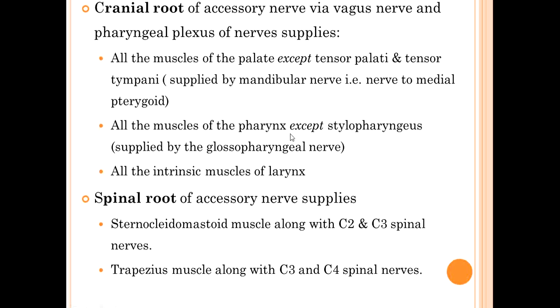Then all the muscles of pharynx except stylopharyngeus, which is supplied by glossopharyngeal nerve, and all the intrinsic muscles of larynx. Then spinal root of accessory nerve supplies the sternocleidomastoid muscle along with C2 and C3 spinal nerves, and trapezius muscle along with C3 and C4 spinal nerves.